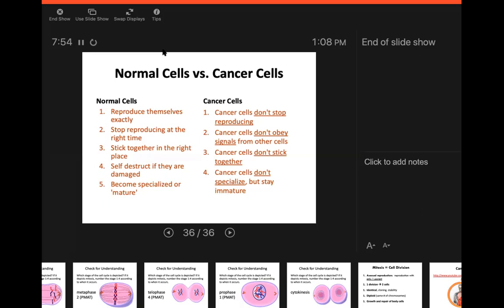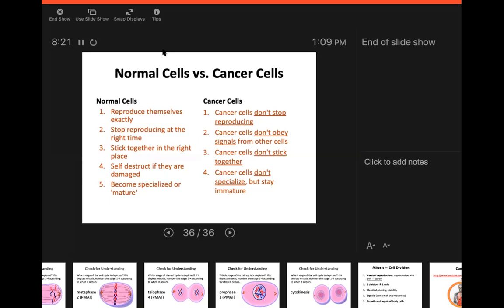All right, last thing: normal cells versus cancer cells. Normal cells reproduce themselves exactly. Cancer cells don't stop reproducing, so it's uncontrolled cell growth. That's the big piece you need to take away from cancer. Normal cells stop reproducing at the right time. Cancer cells don't obey signals from other cells. They just keep, as you saw in the video, growing and growing.